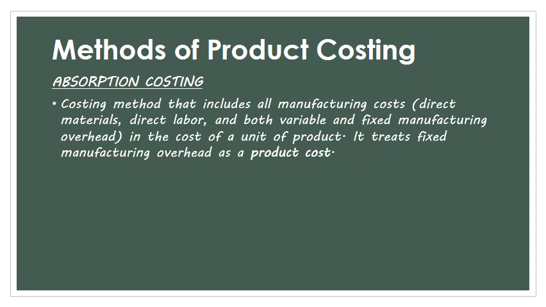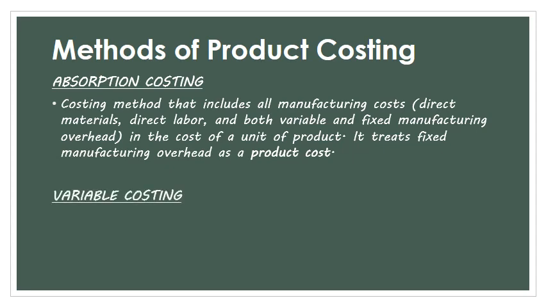So, kapag absorption costing or traditional costing yung ginagamit natin, kung paano tayo mag-cost ng product in traditional way, isasama natin lahat ng manufacturing cost, yung direct materials, direct labor, and the variable and fixed manufacturing overhead. So, yun yung kinoconsider natin as product cost.